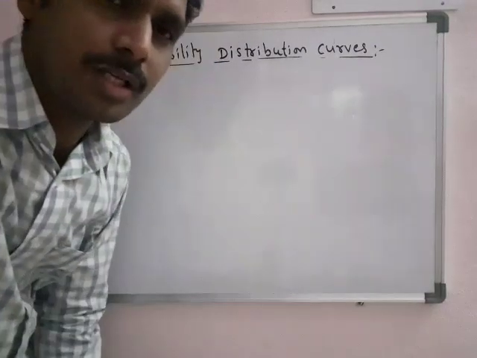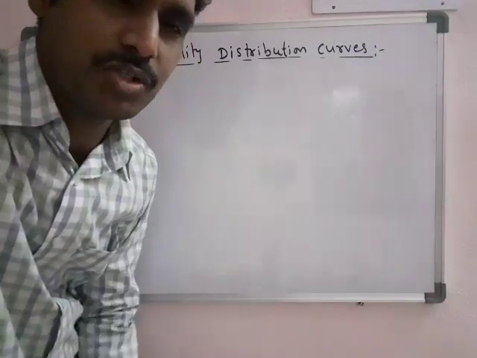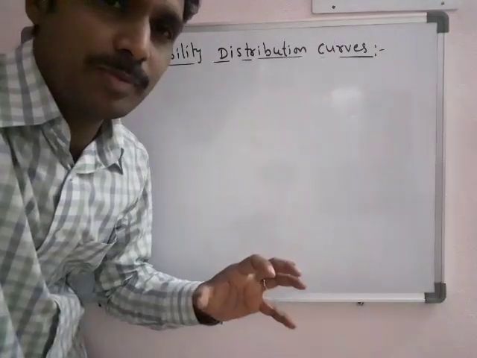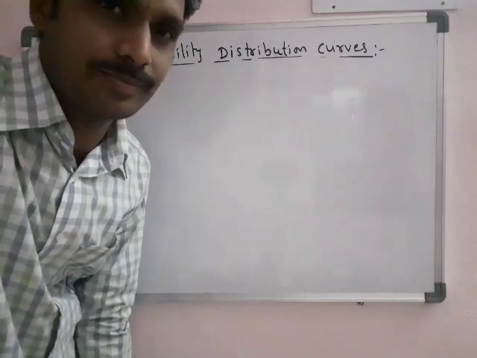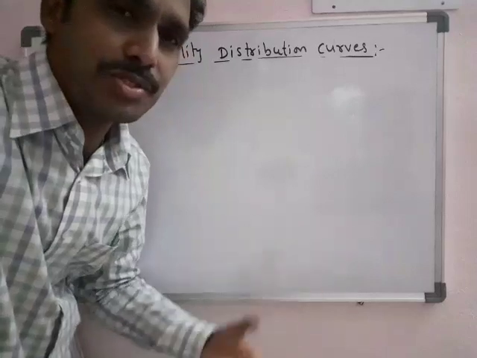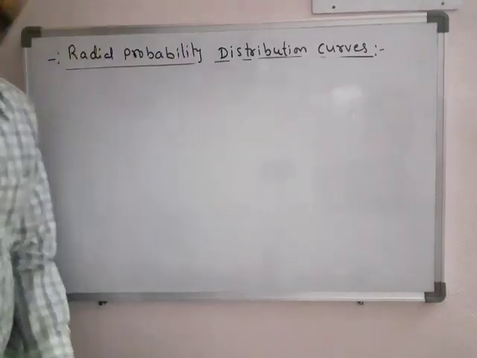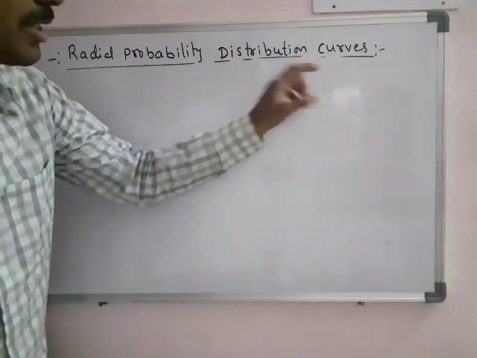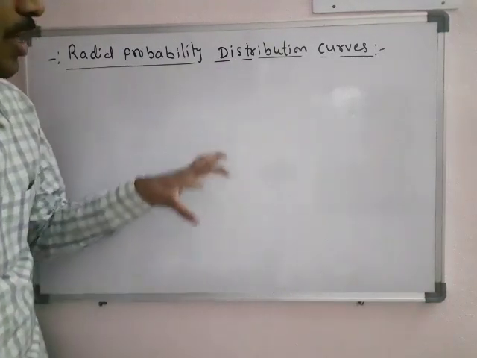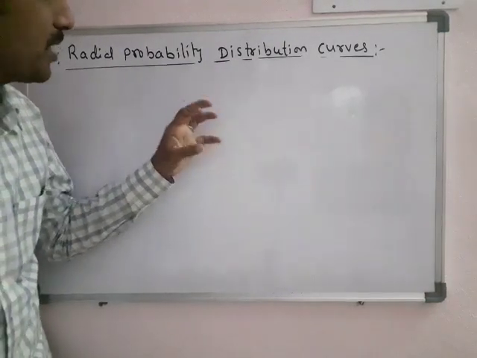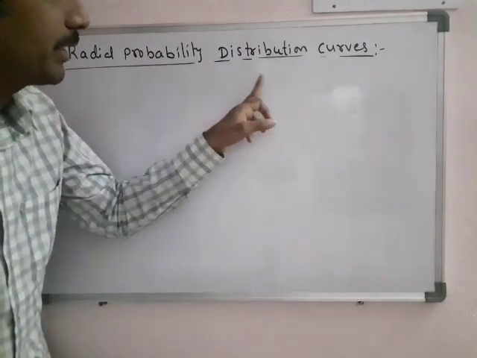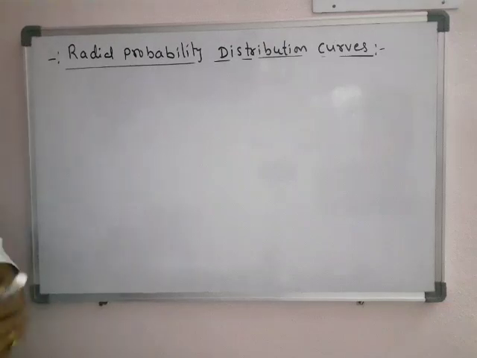Okay, now we see a totally different topic. That is radial probability distribution curves. It also belongs to orbitals. In the radial probability distribution curves, now we see the definition. What is the actual meaning of radial probability distribution curves?